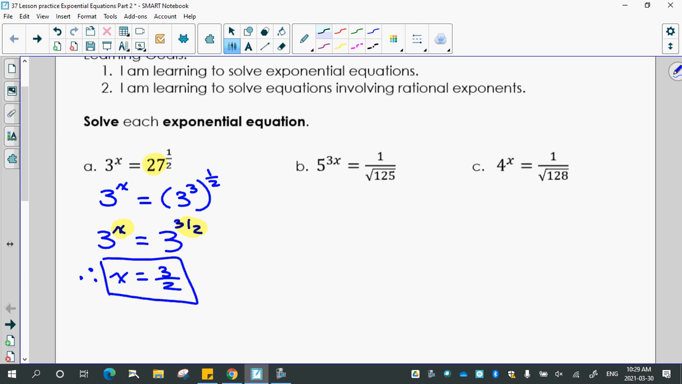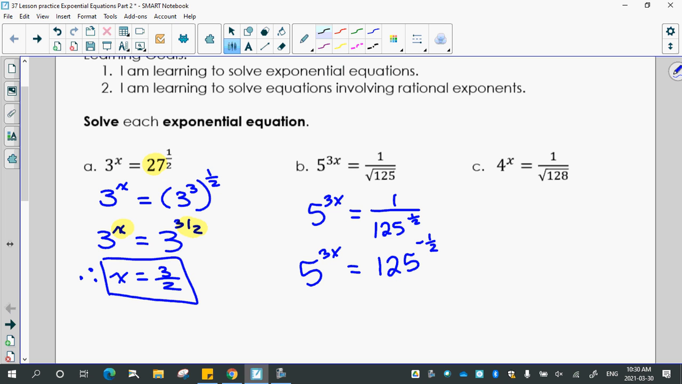Next one, so 5 to the 3x. So the first thing I would notice is that 125 is written with an exponent. Okay, so I would want to write square root of 125, unless it was a perfect square, like then I would take the square root, but I'll write it as an exponential. So 125 to the exponent of 1/2. Okay. Now I want the 125 to the 1/2 in the numerator. So in order to do that, the exponent becomes negative 1/2.